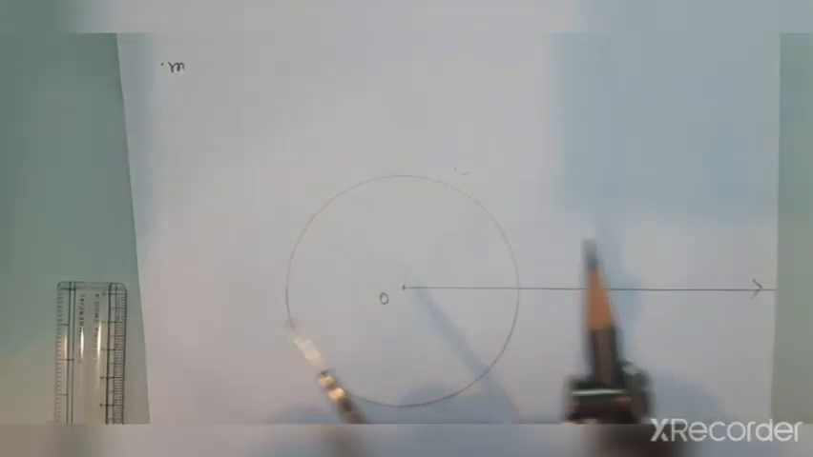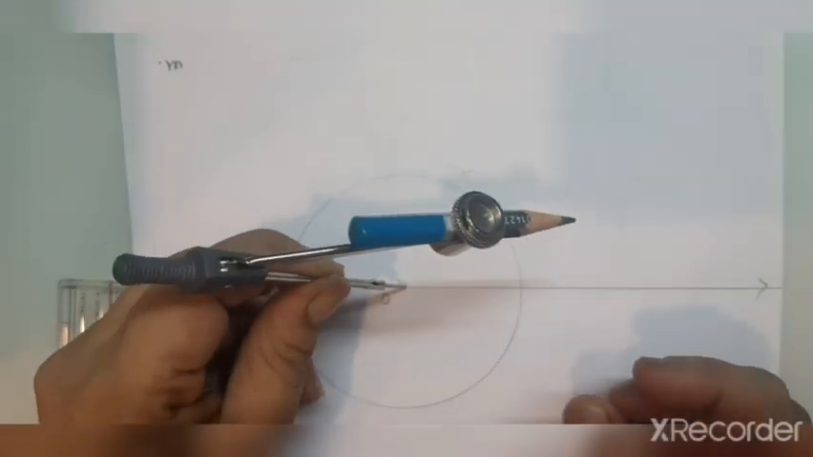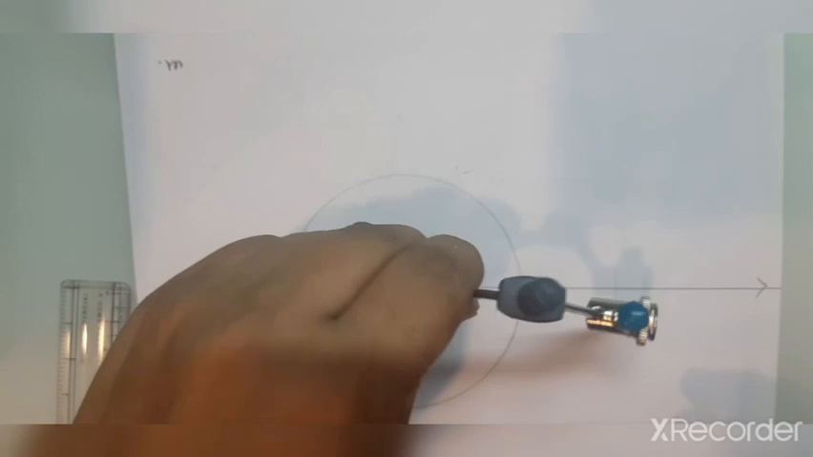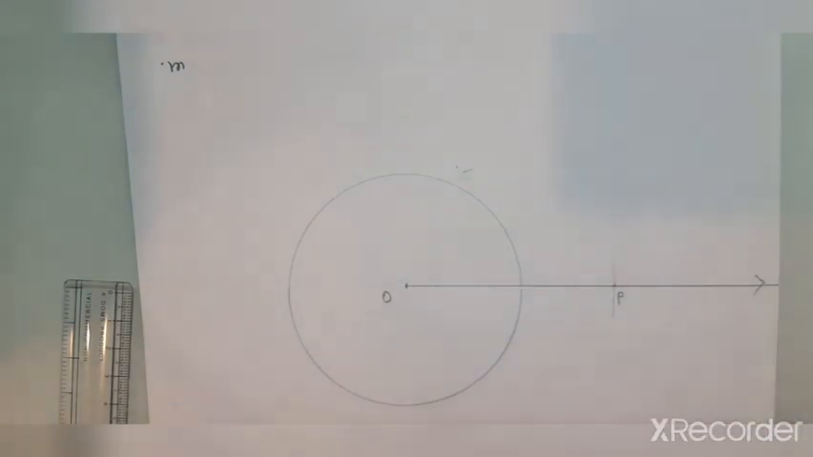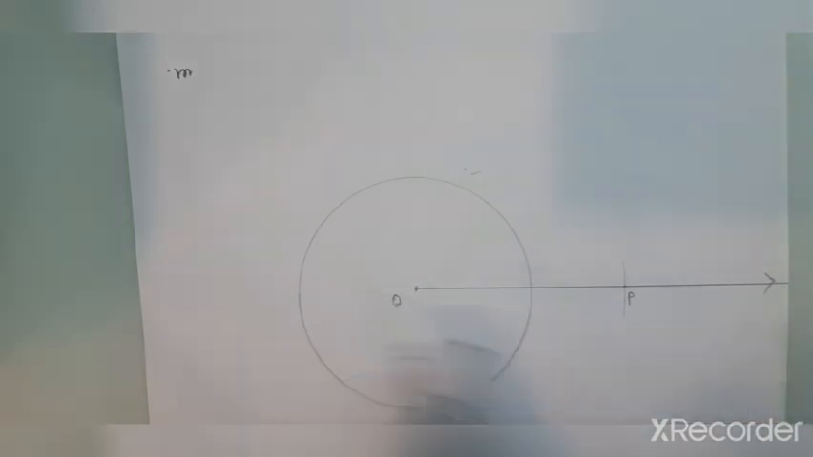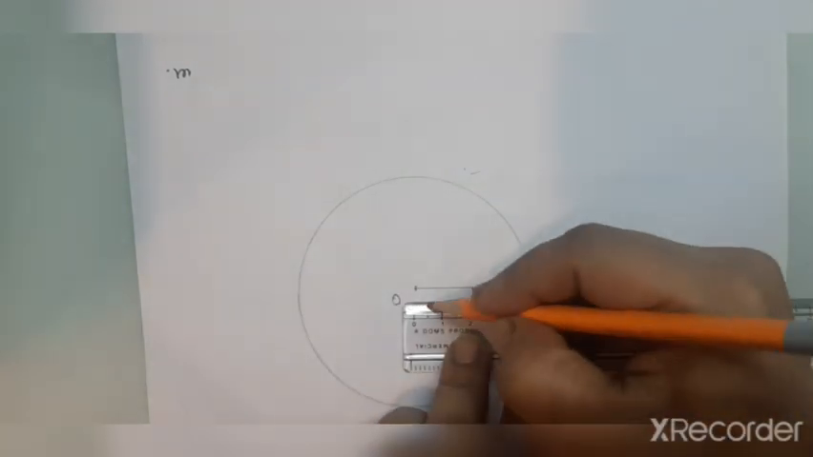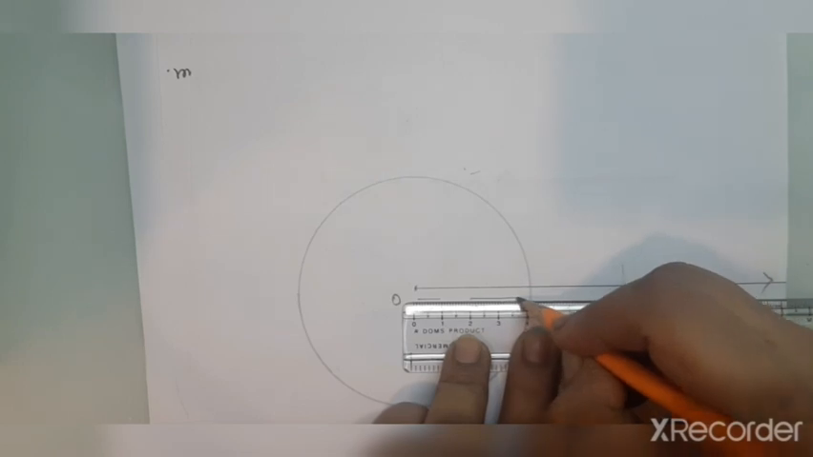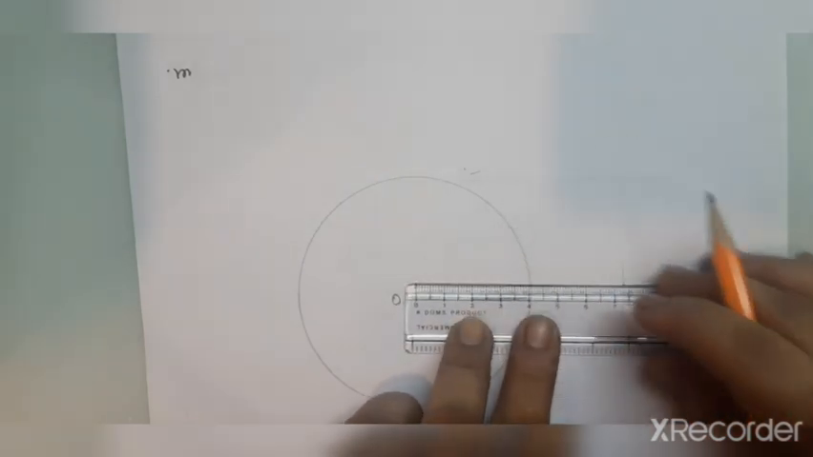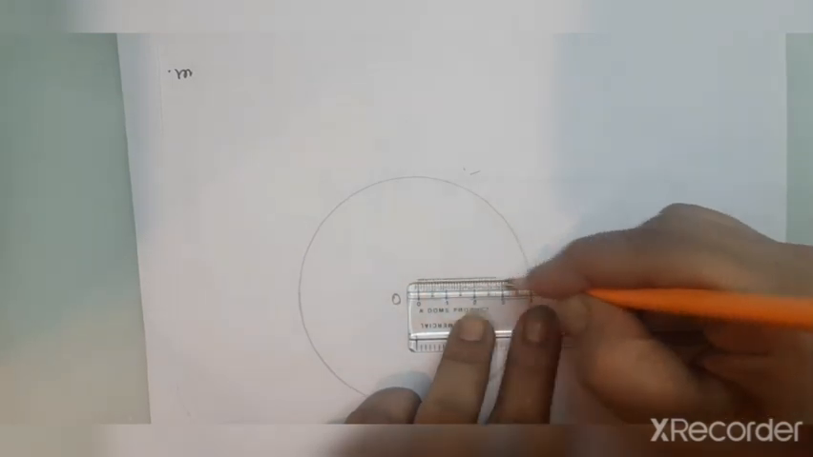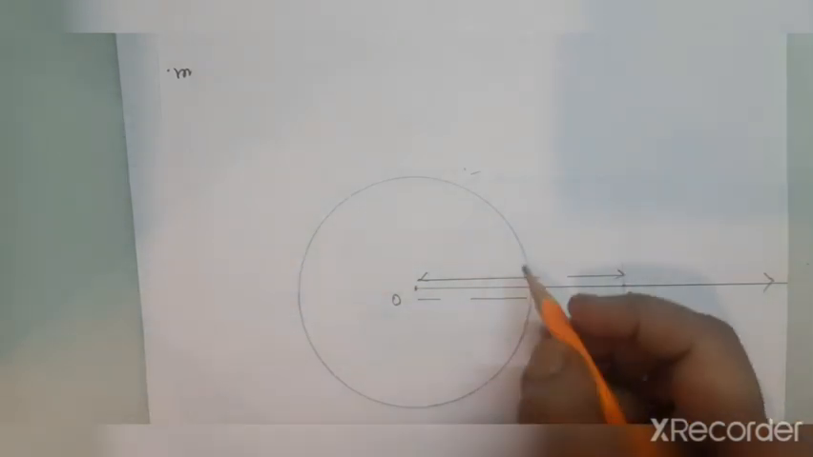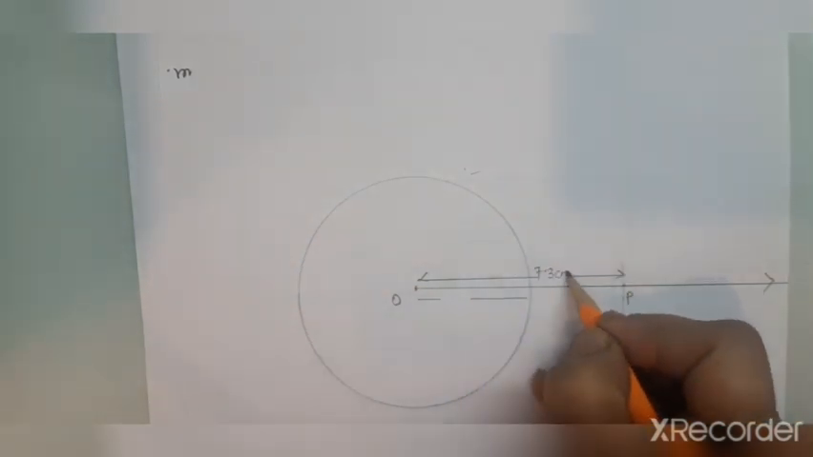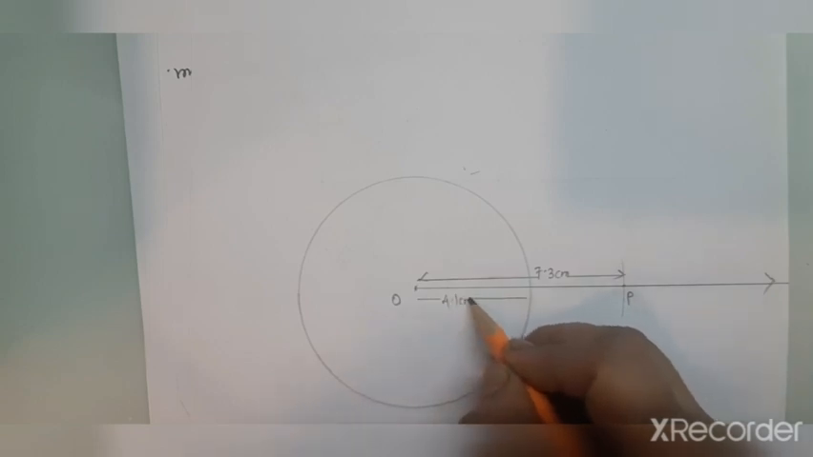Exactly. And now from the center, I'll keep the pointer on the center and I will make an arc of 7.3. Okay. So the other method is like this. So this is distance 7.3, which is point P I have taken. Here you can show that this distance is the radius distance and this distance is the 7.3 distance. Okay, so I'll write here 7.3 and we have taken the radius as 4.1, which is given.